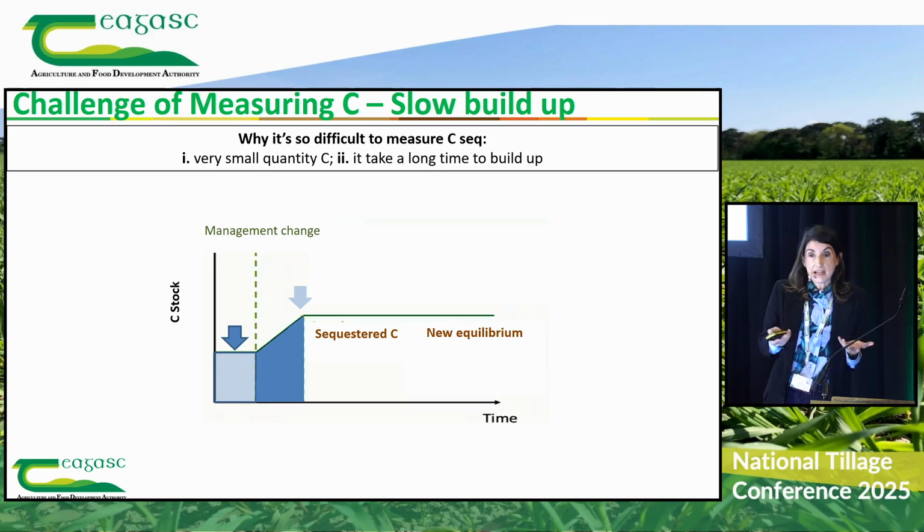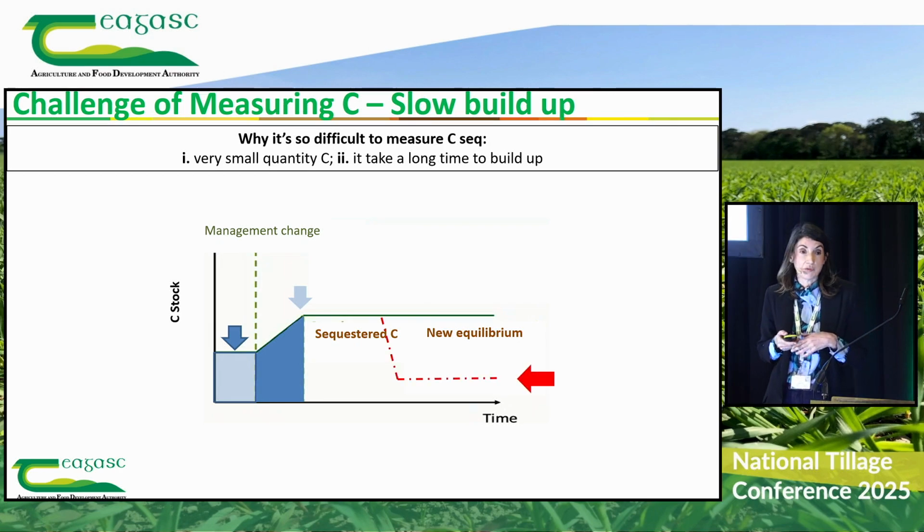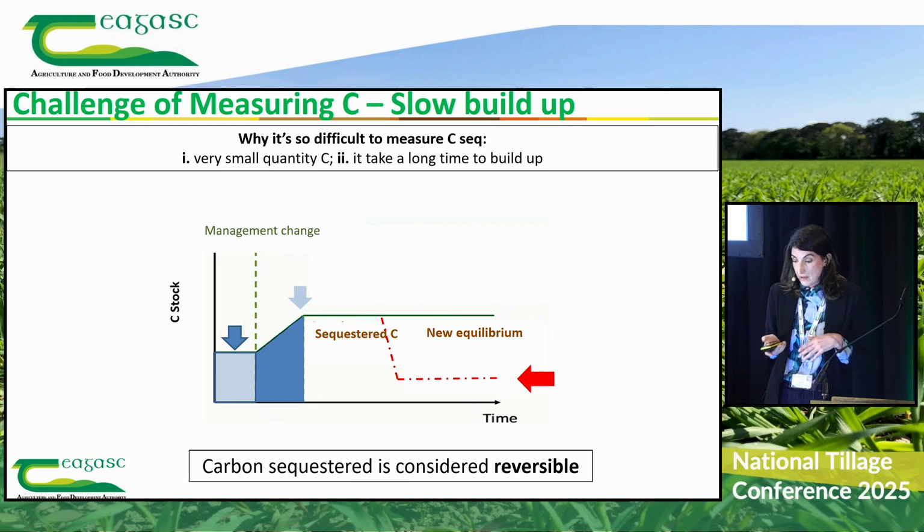Now, it is very important to understand that if you degrade your soil, if you apply some damage to your soil, for example, you can lose your carbon very quickly. So you can go back to the beginning, let's say, very quickly. So the carbon sequestered is considered reversible, and it's very easy to lose carbon.